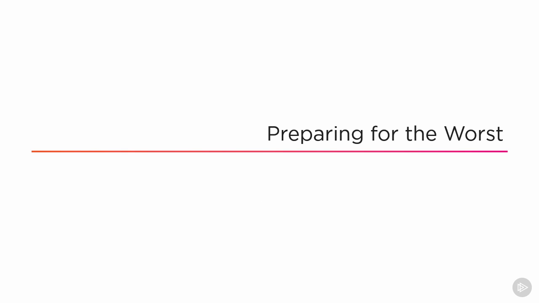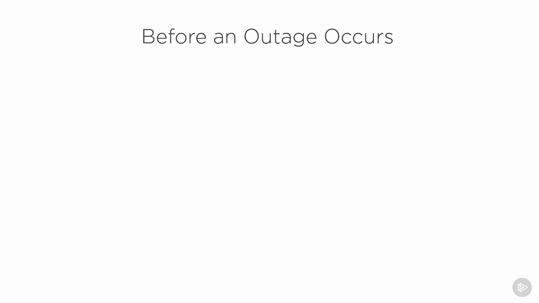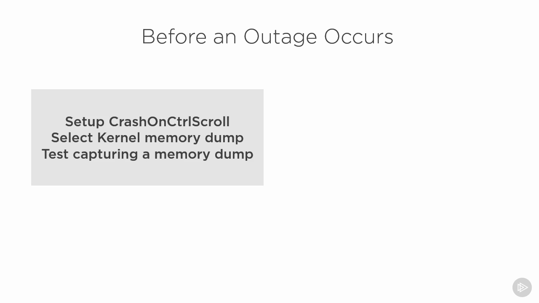So there's a number of things you could do right now to assist you with troubleshooting problems in the future. In this section, we'll talk about preparing for the worst to emphasize those best practices you can do ahead of time. So before an outage even occurs, you should do things such as set up the crash on Ctrl+Scroll mechanism. This will allow you to force a memory dump when you need one. You'll also want to select a kernel memory dump. That way you capture just the information you need.